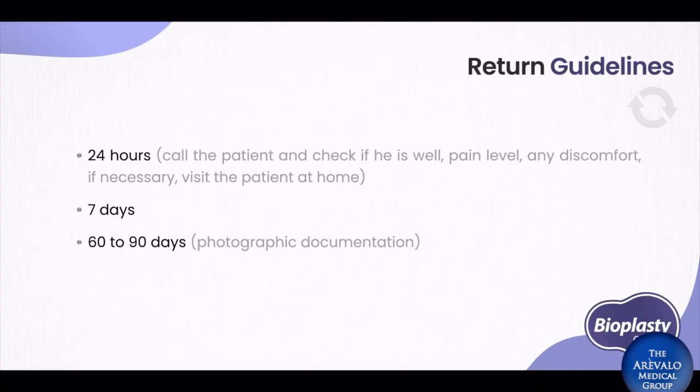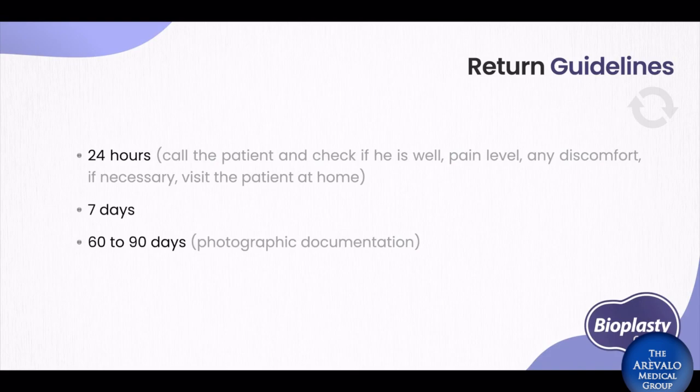Scheduled return. In addition to the post-procedure guidelines, it is important that the patient is aware of the scheduled returns. Make sure you have a cell phone number that you can speak to patients, different from your personal number. Exchange messages, check if everything's okay. After 24 hours, call the patient and check if it's going well. Check the level of pain, if there's any discomfort, and, if necessary, visit the patient at home. Schedule the first return for 7 days.